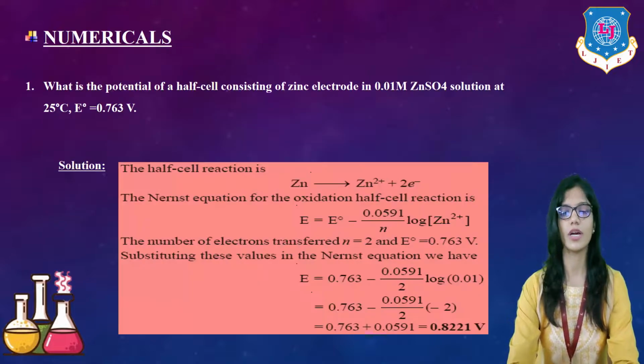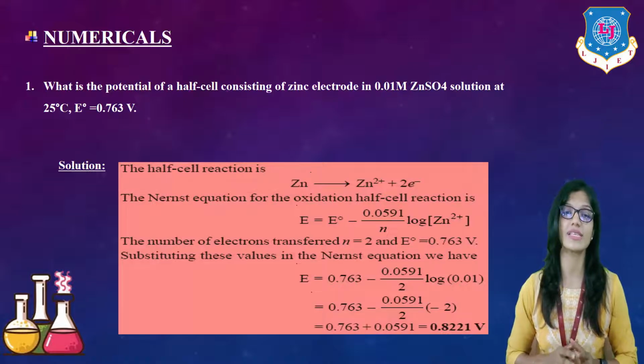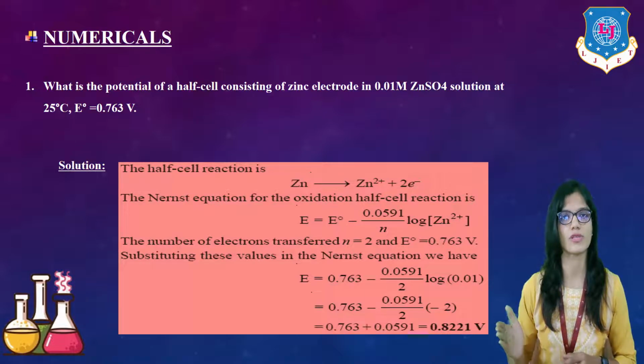First, what is the potential of a half cell consisting of a zinc electrode in 0.01 molar ZnSO4 solution at 25 degrees? Here the value of E0 is 0.763 volts. The half cell reaction for this half cell is zinc gives zinc 2 plus plus 2 electrons. So there is loss of electrons, and this is an oxidation reaction.